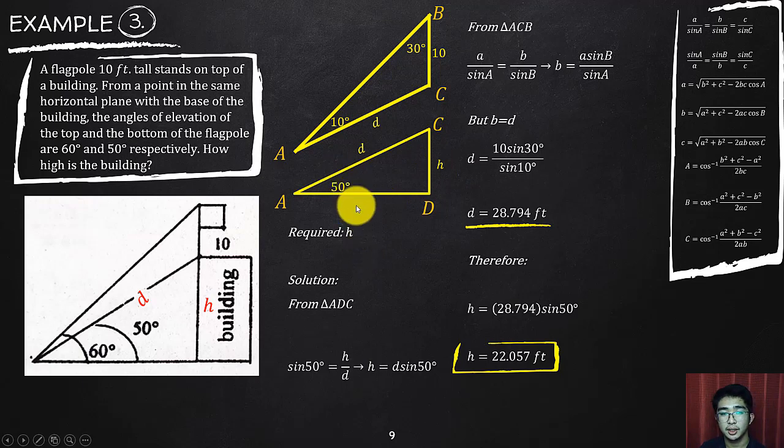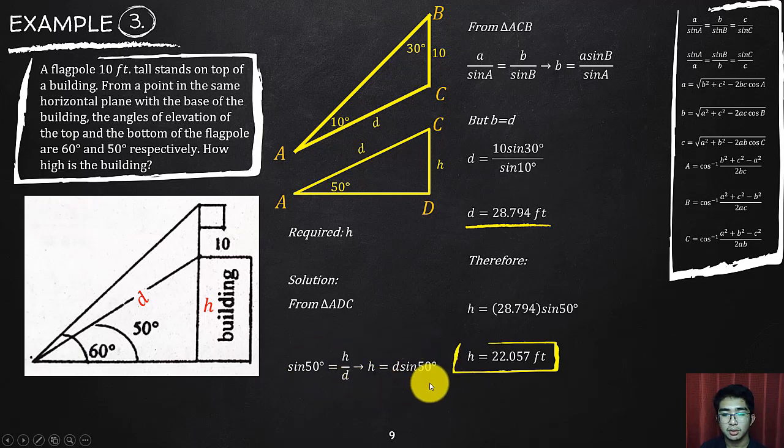Let's use the 50 degree angle here. We have the angle, H is opposite, and then we have D, the hypotenuse. Sine is equal to opposite over hypotenuse, so we're going to use sine. Sine 50 degrees is equal to opposite over hypotenuse, H over D. Solving for H, that is D sine 50 degrees.